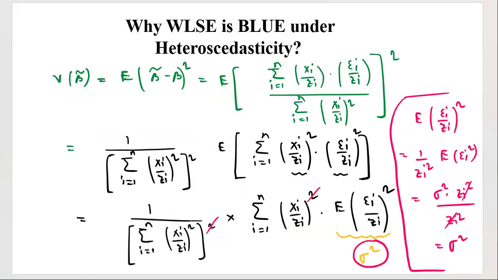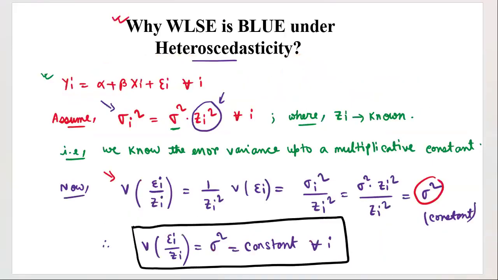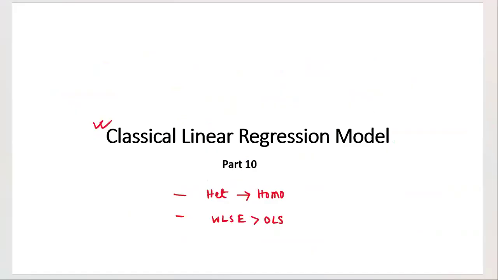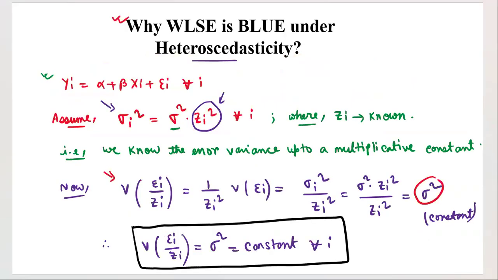Let me give you a quick recap of what we have done. In the next session, we'll be starting with the Goldfeld-Quandt test of detecting heteroscedasticity, and we'll solve some questions on that. So we started with a regression model which has heteroscedasticity present in it. We assume that heteroscedasticity is known to us only up to a multiplicative constant.